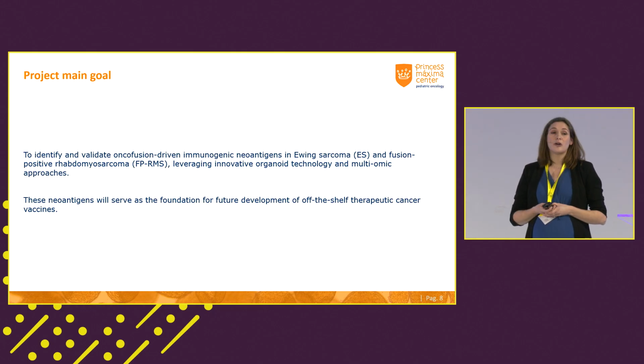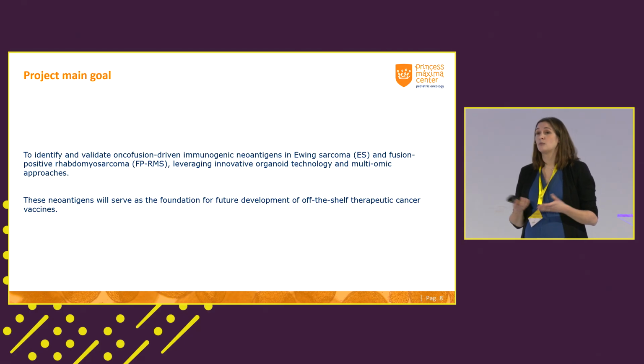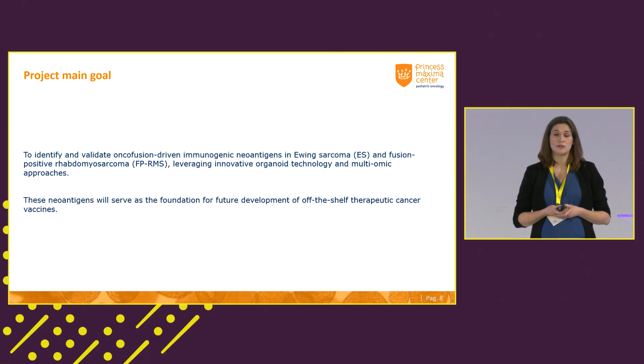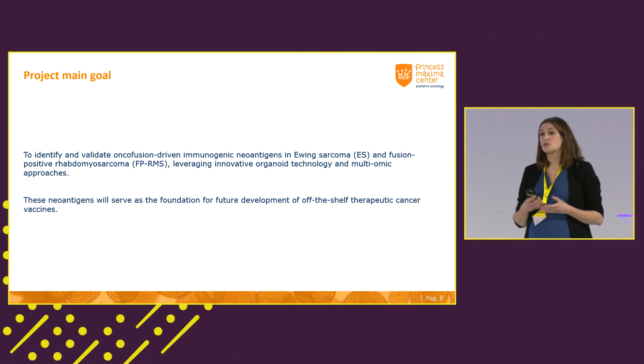So the goal of our project is to identify and validate antigens that can be found in Ewing sarcoma and in fusion-positive rhabdomyosarcoma. I will tell a little bit more about what these tumor types are. We do this by leveraging organoid technology, but also multi-omic approaches. And we hope that eventually the antigens that we find will in the future serve as the foundation to develop cancer vaccines.